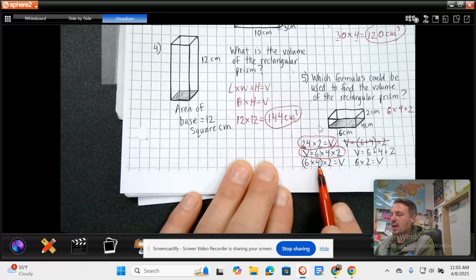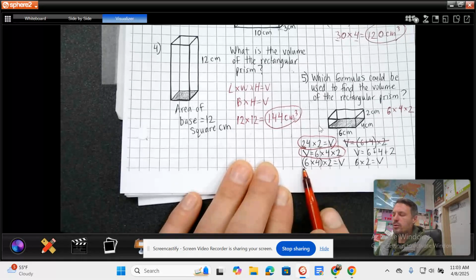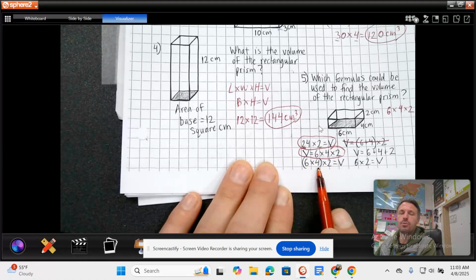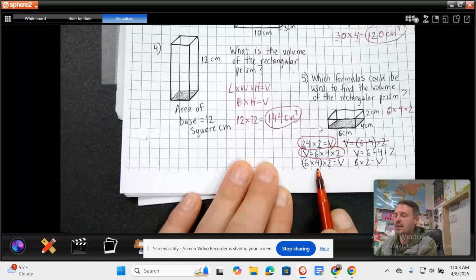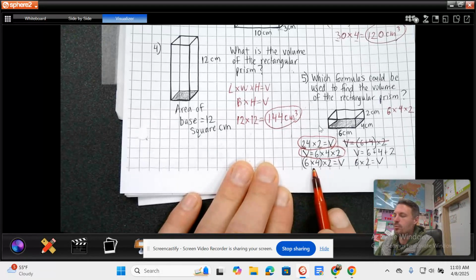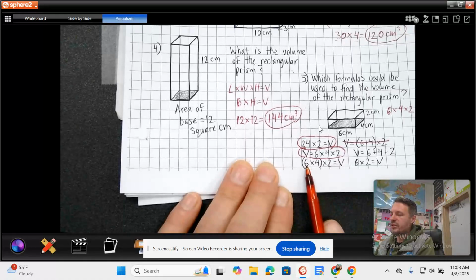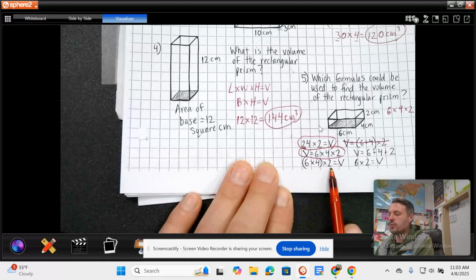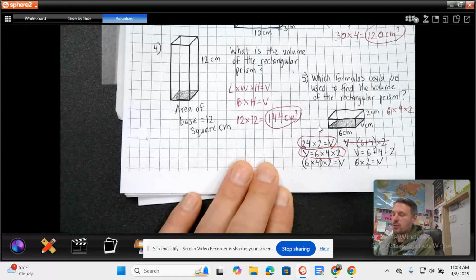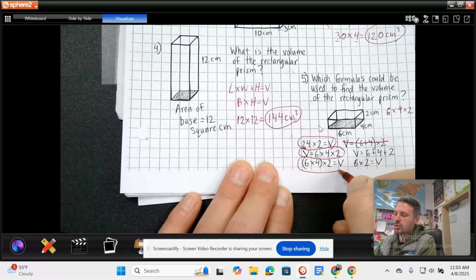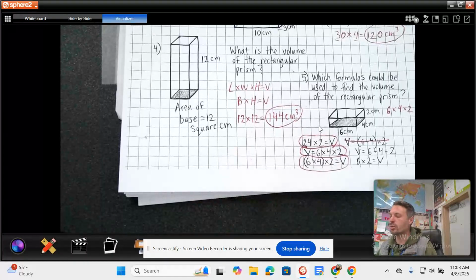And then this one says 6 times 4 times 2. Does the fact that they put the 6 times 4 in parentheses change anything? No, it doesn't at all. You would do the 6 times 4 first anyways, and putting it in parentheses just means you do it first, following the order of operations. Parentheses, exponents, multiply and divide, add and subtract. So you would do 6 times 4 first before you times it by 2 anyways, so putting it in parentheses doesn't change anything. 6 times 4 is 24, and then you do 24 times 2. So we really have the same thing that's written here. 6 times 4 is 24 times 2. It means the same thing, so that one would work.